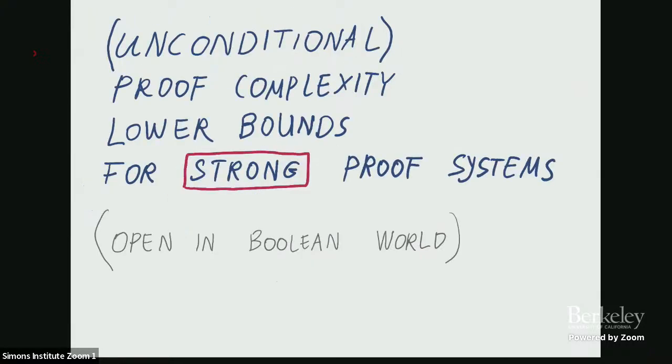Now we go to the more, let's say, algebraic and combinatorial meat: unconditional proof complexity lower bounds for strong proof systems. We've seen open problems in the Boolean world, which are structural questions about conditional results that are, to a certain degree, settled in the algebraic world. And now I'm going to show that hard instances actually exist in this world, unconditionally.